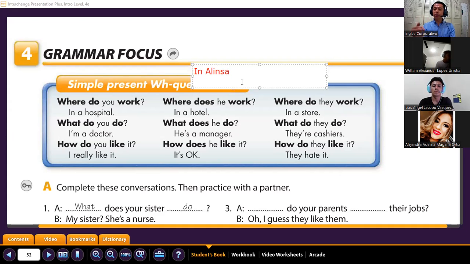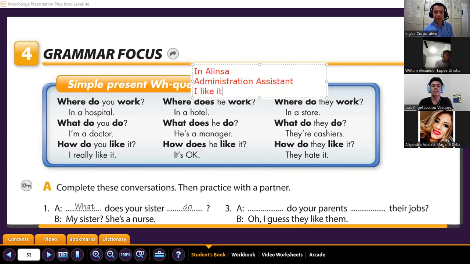You're a receptionist, secretary, manager, supervisor? I'm an assistant administration, or administration assistant? Administration assistant. Yes. Administration assistant, right? How do you like it? I like it. Okay, good.